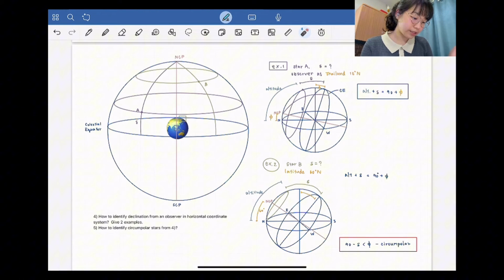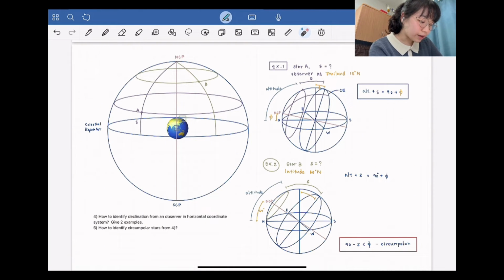So let's talk about identifying declination from the horizontal coordinate system. These are the examples of star A and star B. As we can see, on the left is the celestial coordinate system, and on the right is the horizontal coordinate system. The first example is about the declination of star A. We assume an observer in Thailand, 15 degrees north latitude.